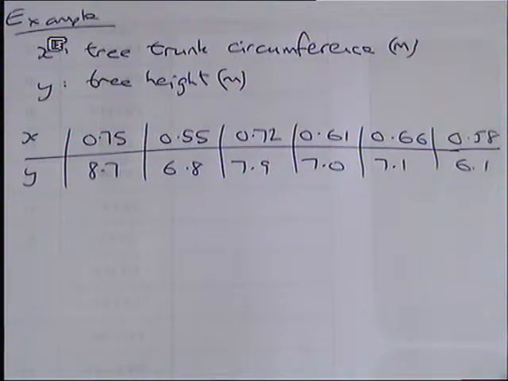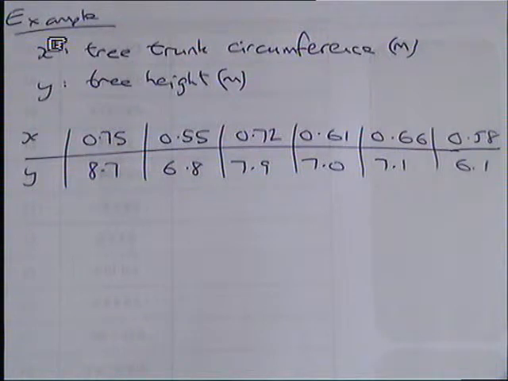This is part 2 of the regression videos. We have an example here. X is tree trunk circumferences in metres, and Y is the heights of those same trees in metres. And we could draw a scatter diagram. I'm not going to actually do that here.